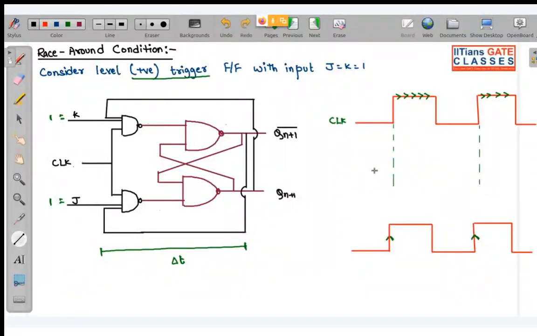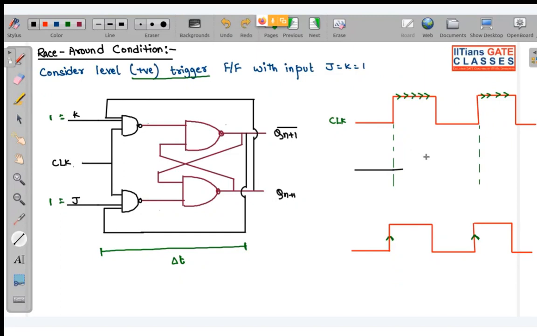So now if we start from 0, what will happen? After del t time, because there is a finite amount of delay, it will transition to 1. And again after del t time, this is going to transition back to 0. Why? Because here, in this positive level, the flip-flop is allowed to change state. So continuously it will toggle.